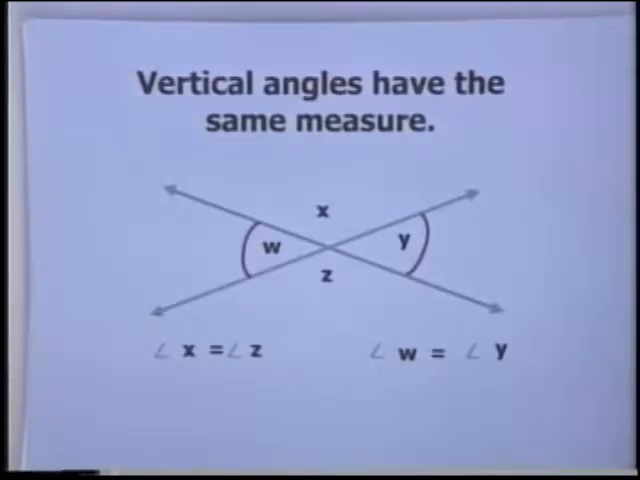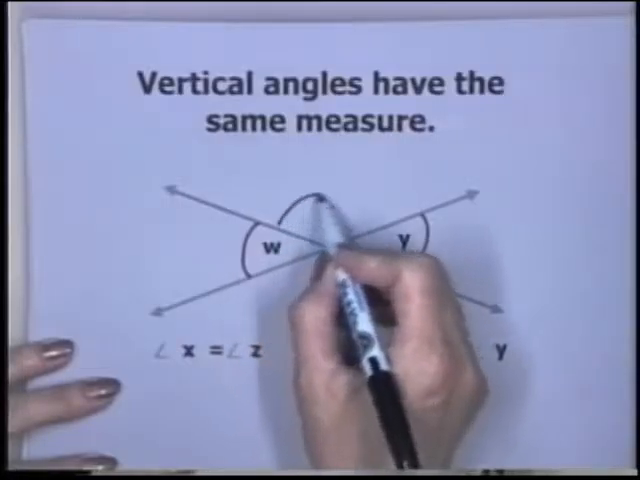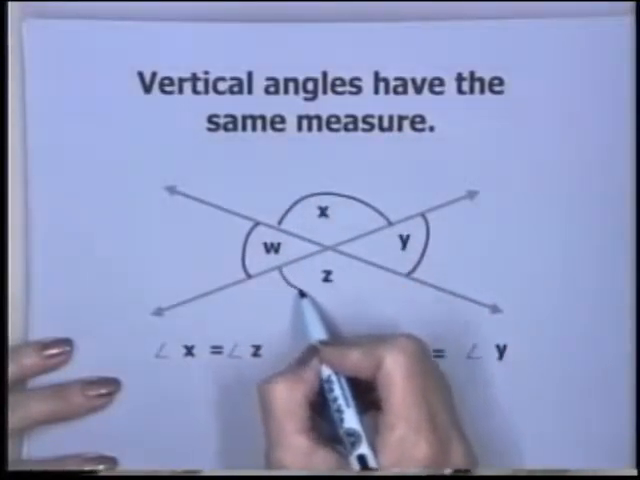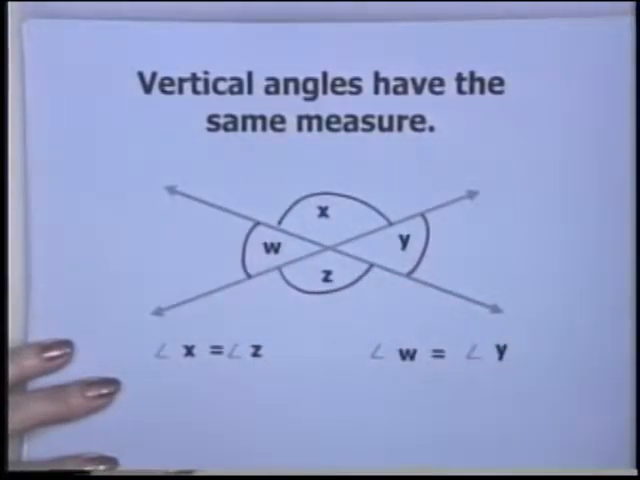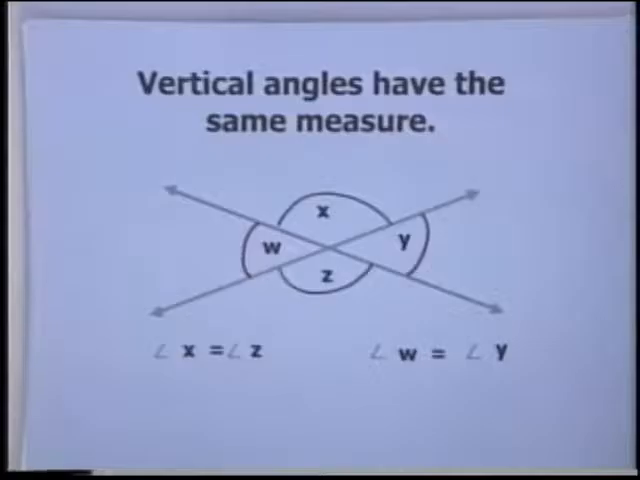The second pair of vertical angles formed here would be angle X and angle Z. Angle X equals angle Z because vertical angles have the same measure.